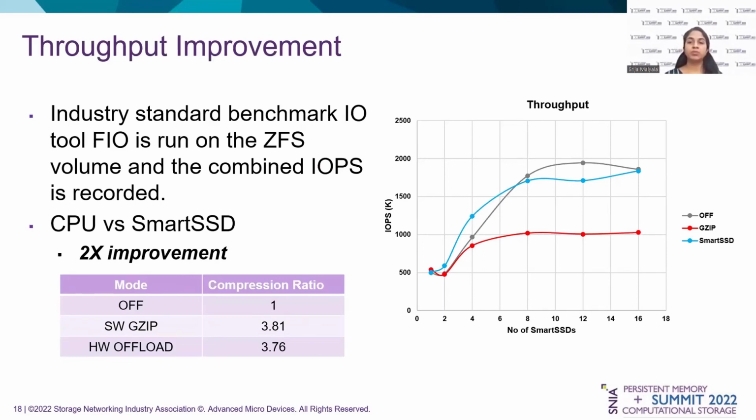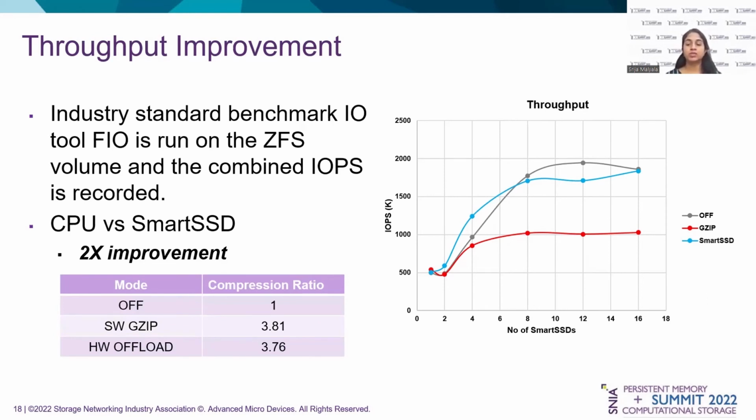In case of the multiple pools, we ran FIO on all the pools simultaneously and recorded IOPS from each FIO run and plotted the combined IOPS. On the x-axis, you can see that we have plotted against the number of smart SSDs. So the 2 smart SSDs here refers to one mirror pool and 4 refers to two mirror pools and so on. We have done this for three scenarios.